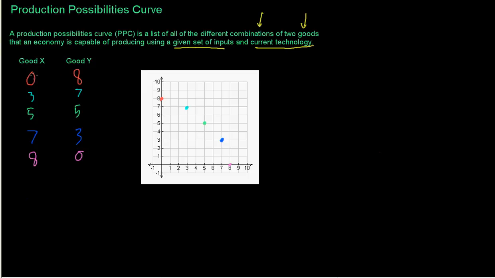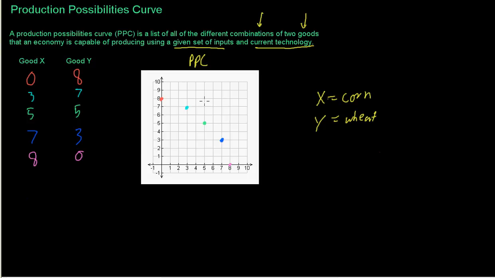And so, just for the simplicity of graphing, I've gone ahead and labeled our goods good X and good Y. And I should put a title on here. So we can make these anything we want, but let's just say that good X is corn and good Y is wheat. So this might be a farmer's production possibilities curve.